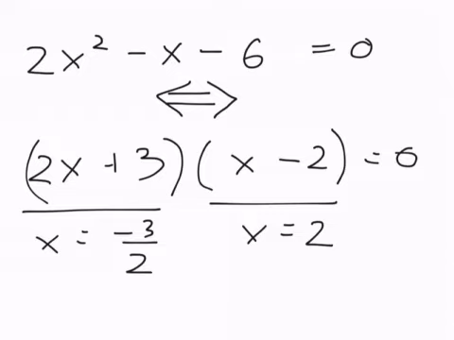Both are right. We can check it as well in the original equation. Let's just check x equals 2 in that equation. 2 times 2 squared is 8, minus x, where x equals 2, is 6, minus 6 equals 0. Ta-da! We can also do the same thing for x equals minus 3 over 2. But I'm not going to square minus 1.5 in my head, because I haven't got a calculator to hand, but you can try that at home.